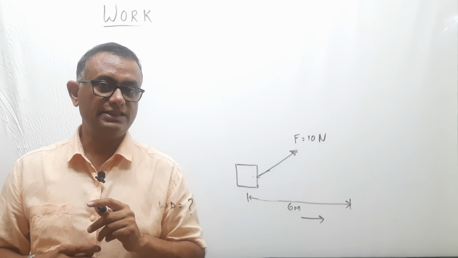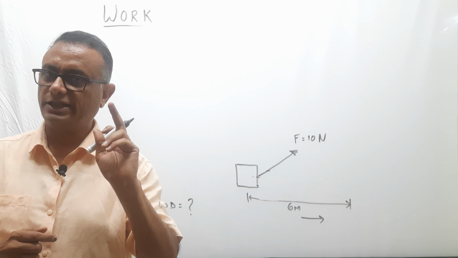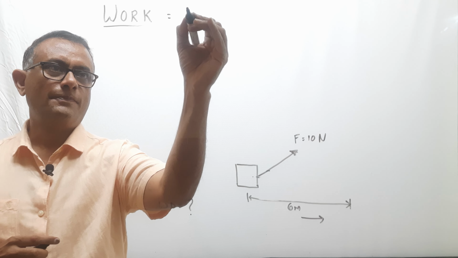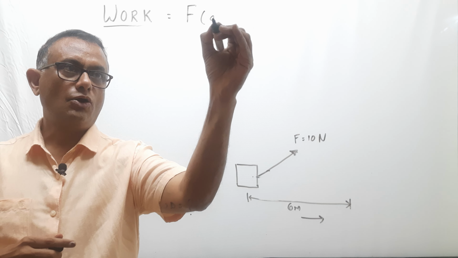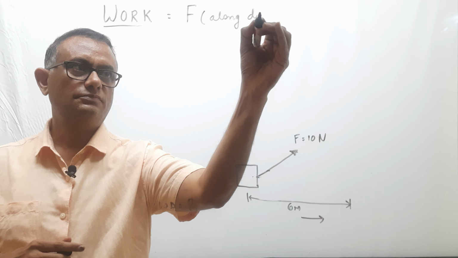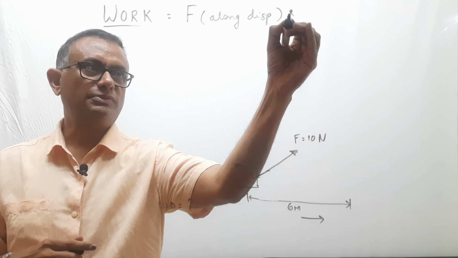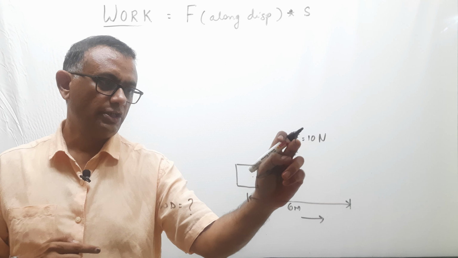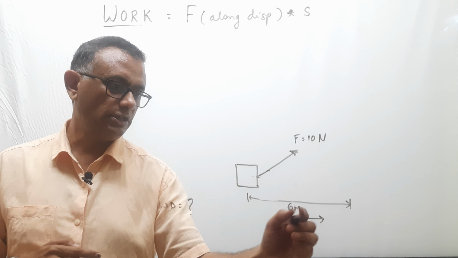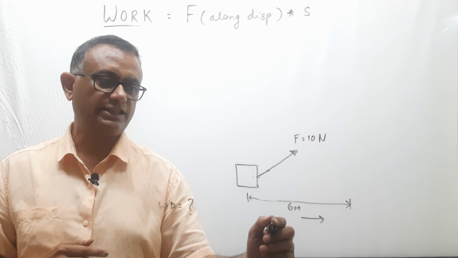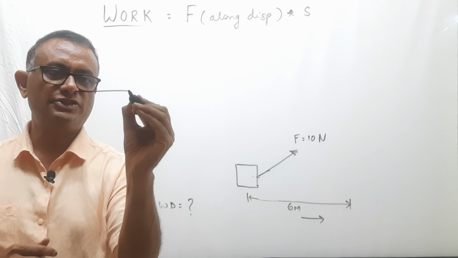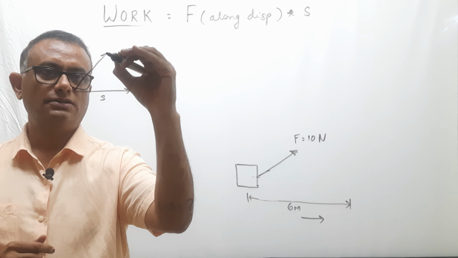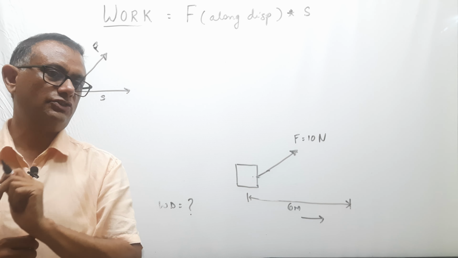Because when I initially said work done is equal to force into displacement, that is not 100% correct. Okay? Actually, the definition for work done is force along displacement multiplied by the displacement. This is the correct definition of work. Okay, so that means the direction of the displacement is along the x-axis here, isn't it? So the displacement is like this, whereas the force is in this direction. Okay, so the force is not in the direction of displacement, right?